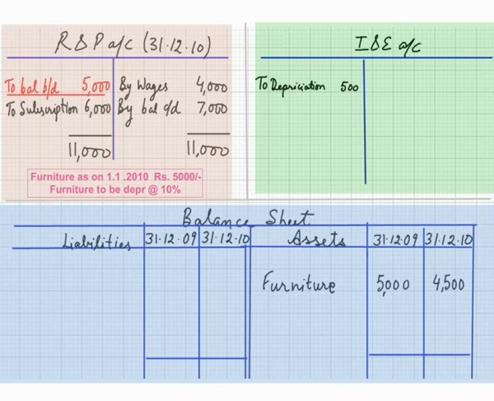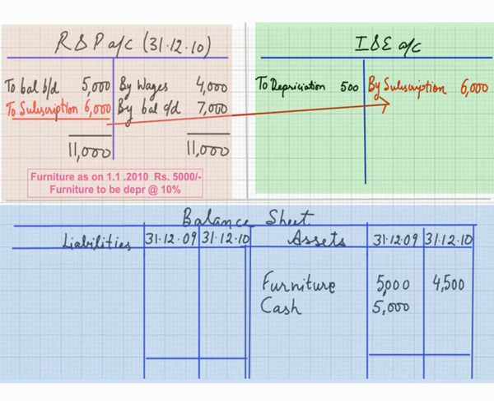The first item is to balance b/d 5,000 rupees. You know, this is the opening cash balance. So naturally it will be taken to the balance sheet. So cash balance in the beginning was 5,000. Now let's go to the next item, subscription. You know, subscription means contribution by the members of the organization. This organization has got 6,000 rupees during this year. This is income for the organization. So it will be taken to the credit side of the income and expenditure account, by subscription 6,000 rupees.